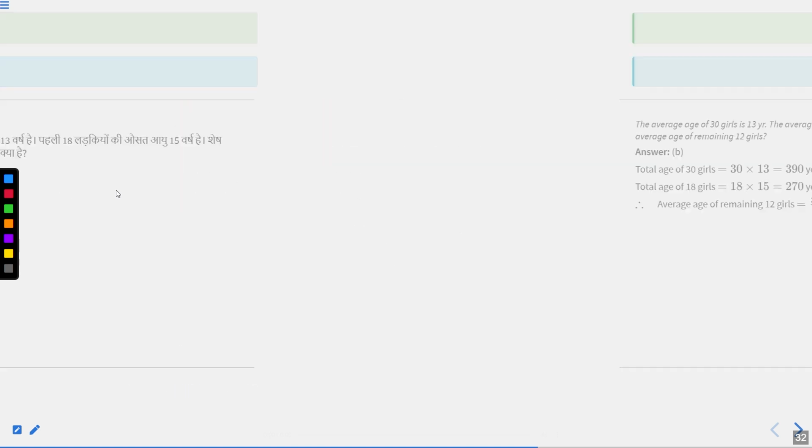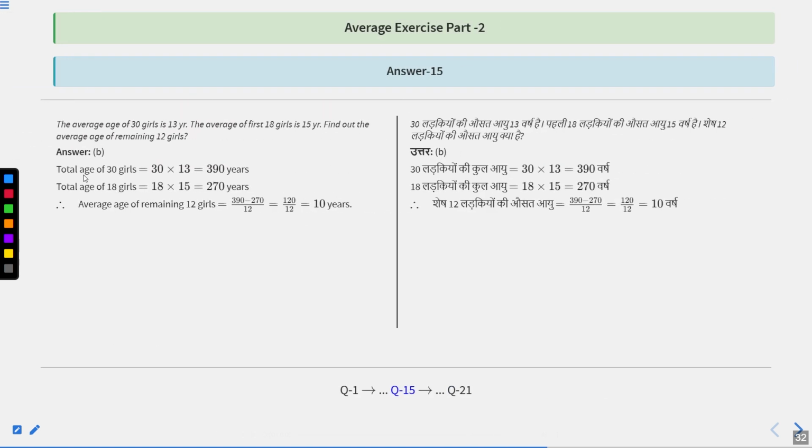Now time's up. Let's see the solution. The total age of 30 girls becomes 30 into 13, so it will be 390. Total age of 18 girls, clear? It will be 18 into 15, so it becomes 270. So what will be the average of the remaining 12 girls? When we subtract the sums, 390 minus 270 upon 12, it becomes 10 years. So B is the correct answer. Next one.